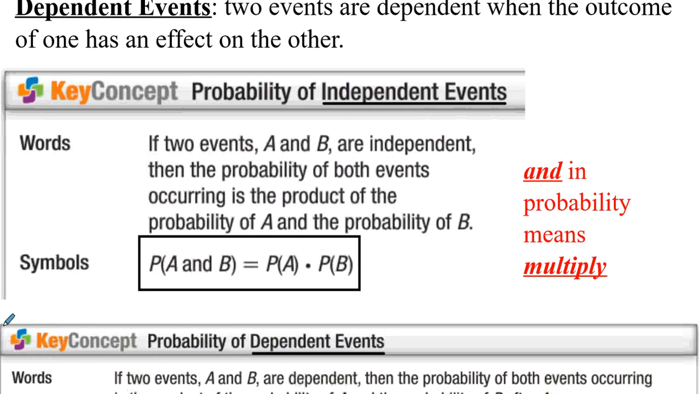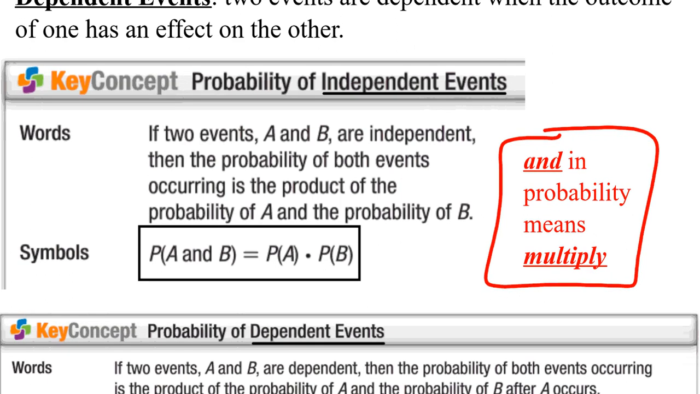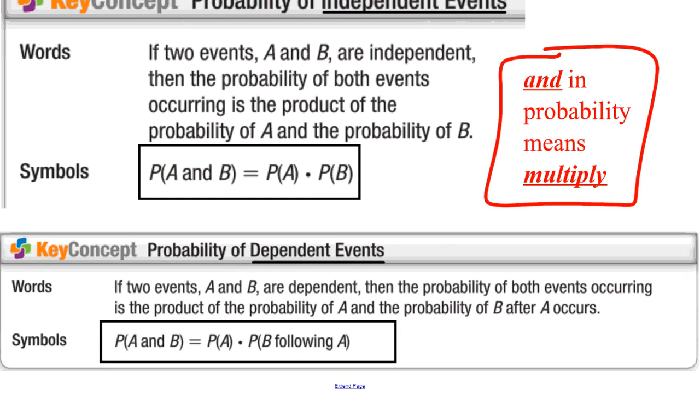Probability of independent events. If two events are independent, then the probability that A occurs first and then B occurs second is you take the probability of A and then you multiply it by the probability of B. As I said, and in probability means multiply. That's if the events are independent. If the events are dependent, the probability of A first and B second is the probability of A first, and then I multiply by the probability of B given the fact that I already know that A has occurred, following A.